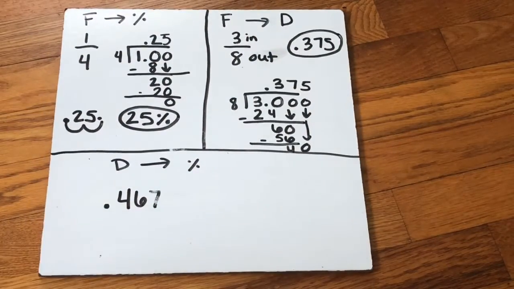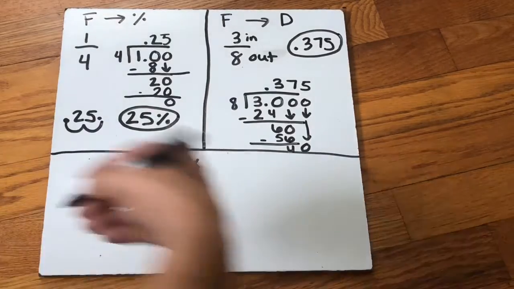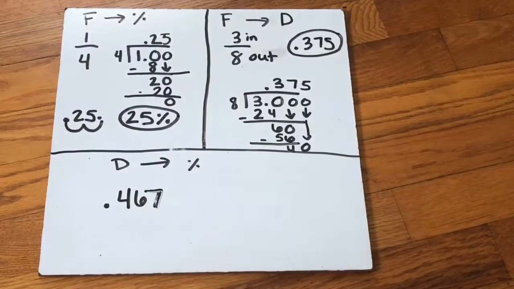Okay, let's do the third one. Decimal to a percentage, decimal to a percentage. So I have 0.467. All right, when I do my decimal to percentage, all we're doing is moving that decimal 2 places to the right.